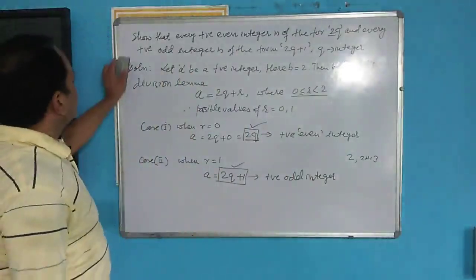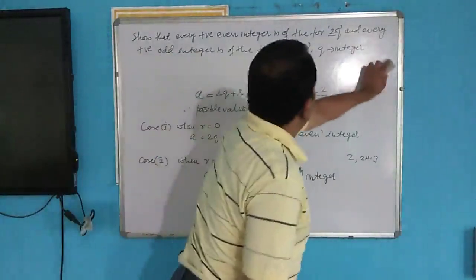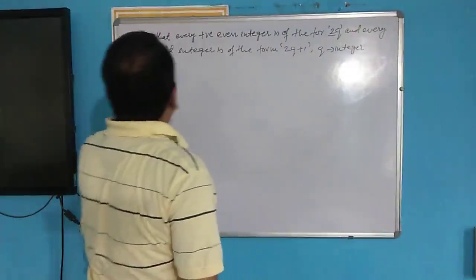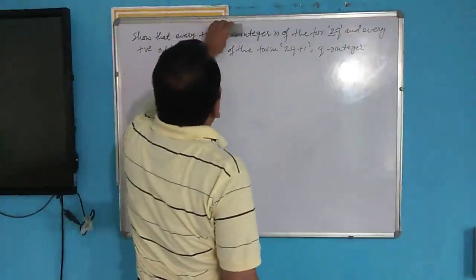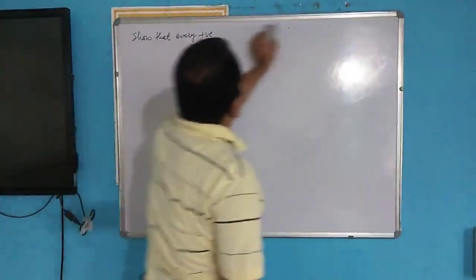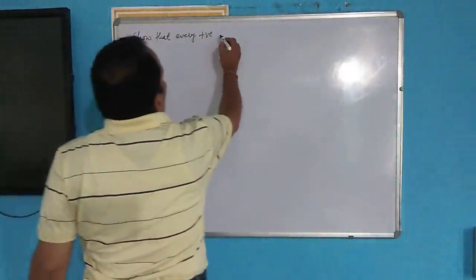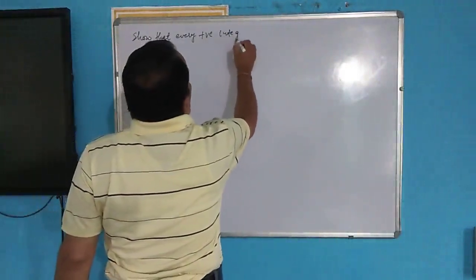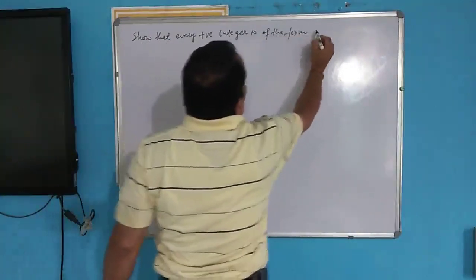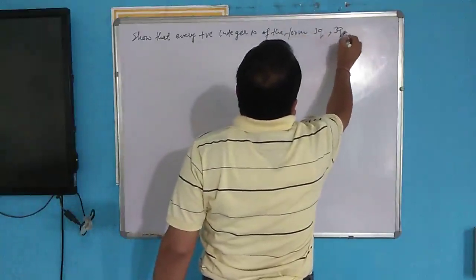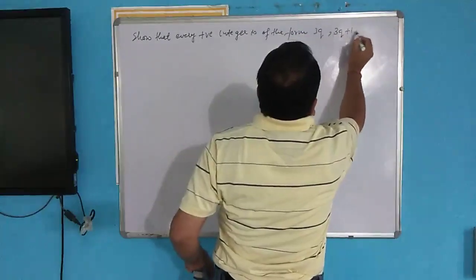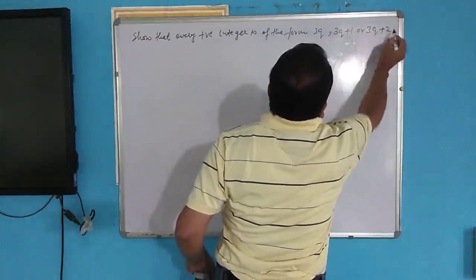Now show that every positive integer is of the form 3q, 3q plus 1 or 3q plus 2.